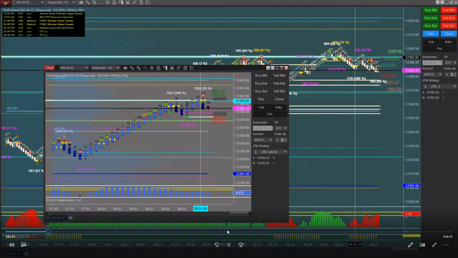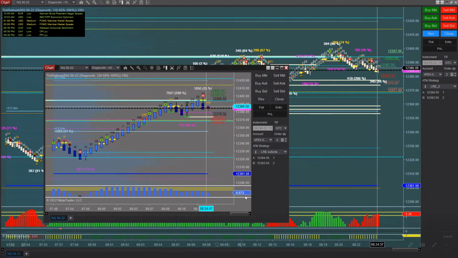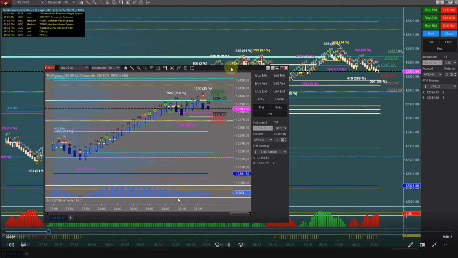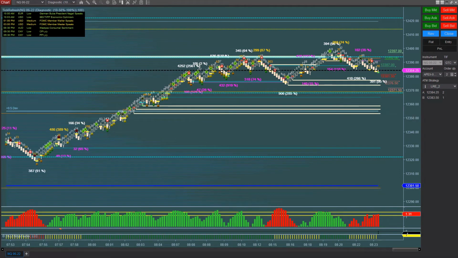Okay, so I would be expecting this to come down at least to this ZOI, which is 379, right here, which is where this mini magnet is. That's where I would be thinking it would want to come down and test, if anything, somewhere in this zone. That's what I'm expecting, doesn't mean it's going to. So that would be a losing LRE if that were in fact to happen.